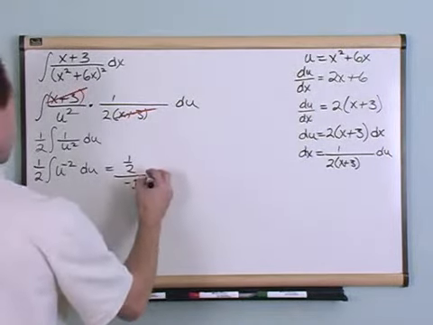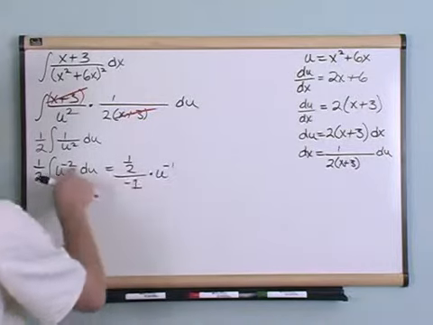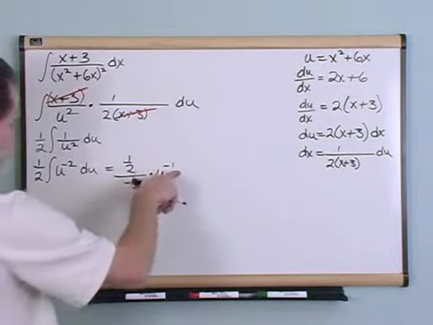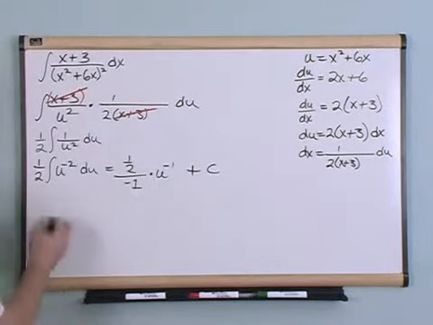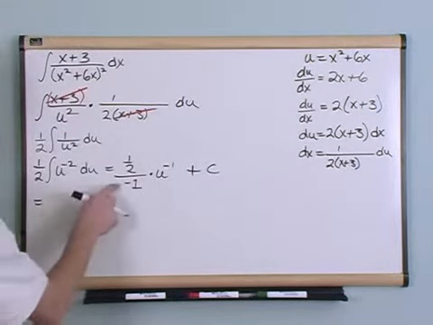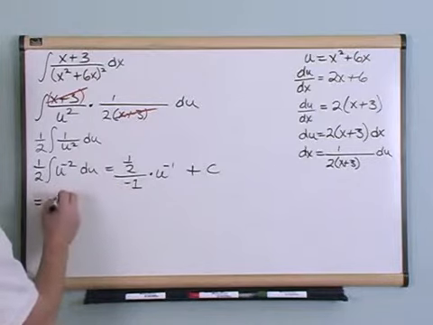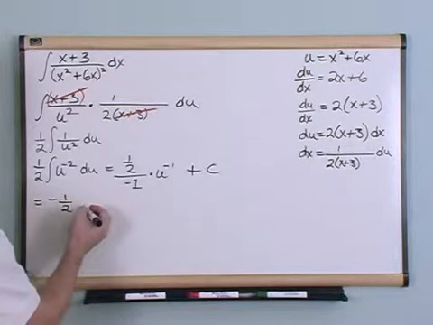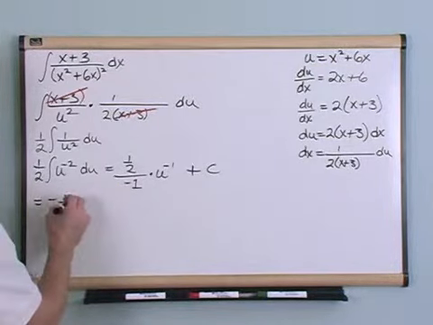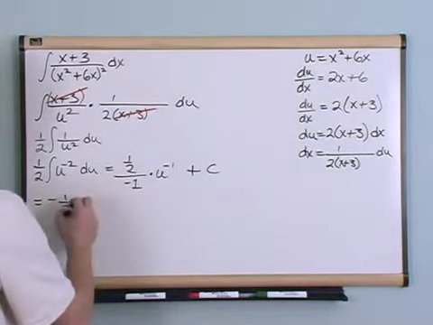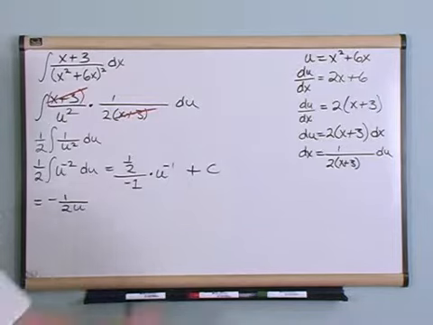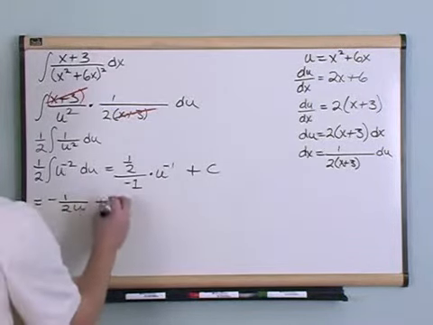Times u to the negative 1. Again, negative 2 plus 1 gives me negative 1. And don't forget that it's plus a constant. So when you do some simplification here, you're just going to have a negative sign come out, negative 1/2, times, and then this u to the negative 1 means I can just put that u down there at the bottom, plus a constant.